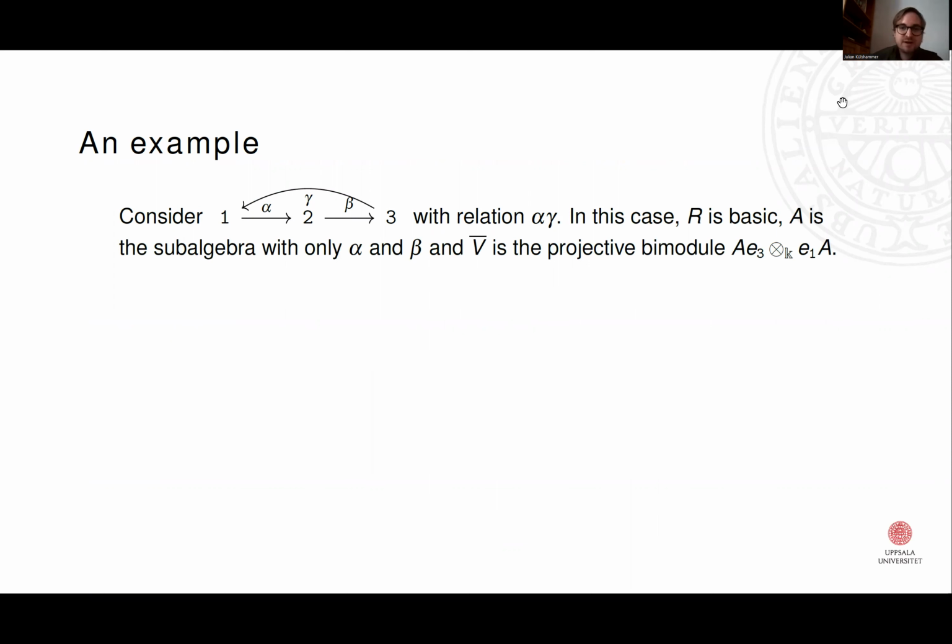And in this case, one can check that, for example, Teresa Conde's criterion is satisfied, so the algebra R will be basic. And the subalgebra R is the subalgebra given by only alpha and beta. And the V bar will be the projective bimodule generated by this E3 tensor over K with E1. So somehow the projective bimodule corresponds to this arrow gamma from 3 to 1. You can think about it like this.